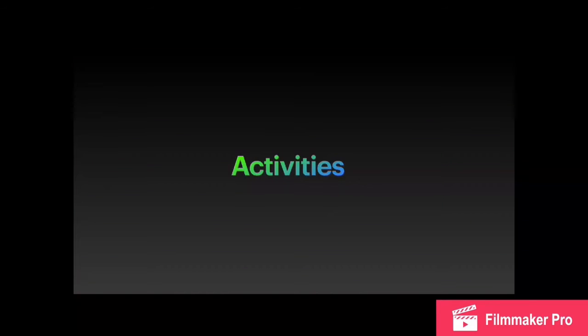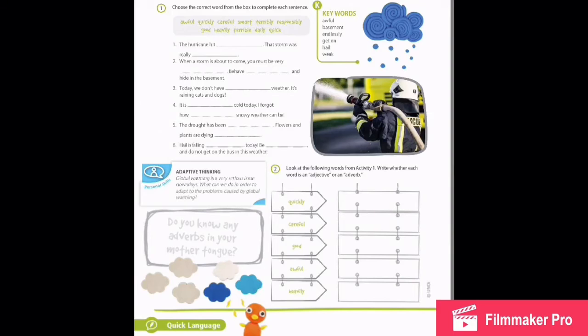These are the activities of this day. The first activity is to open your UNO ebook on page 86. In the first exercise, you have to complete the sentences with the words in the box. Example, the hurricane hit quickly.